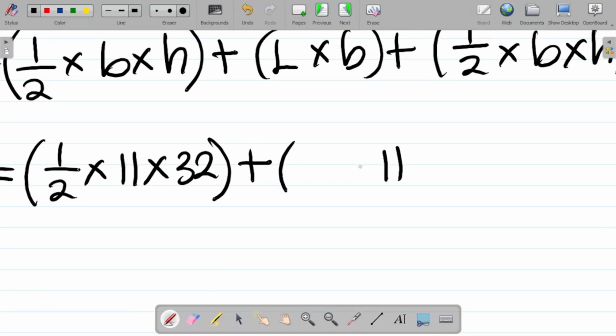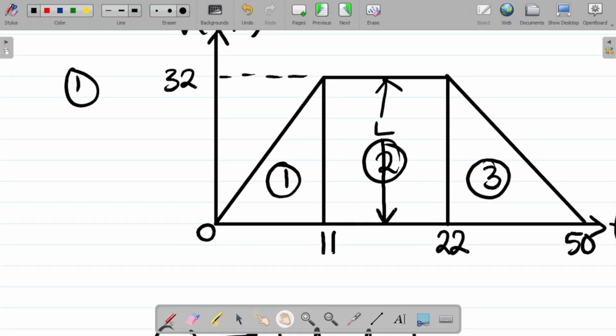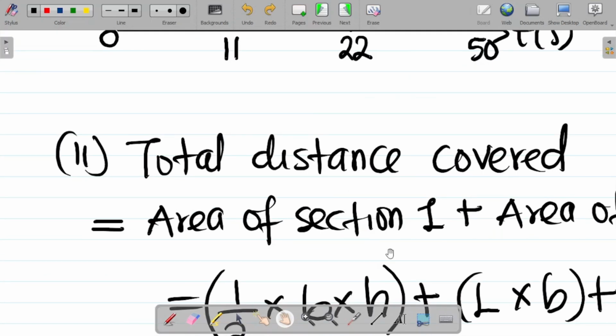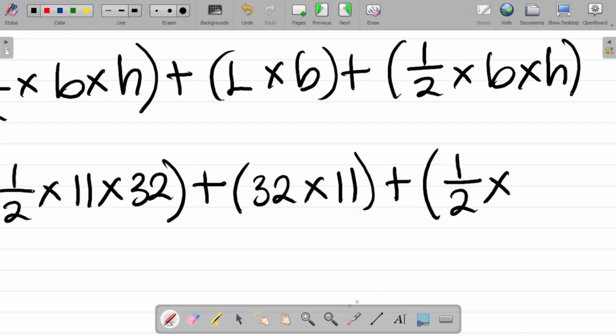So 11 times, let's get the length. The length of section 2 is simply the distance from this point to this point here, which you can get by tracing this part to the left-hand side here. We have 32. So the length there is about 32. Okay, that's the value, plus, for section 3 we have half times.